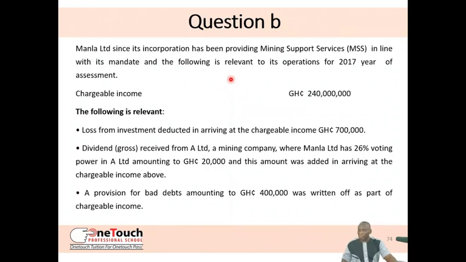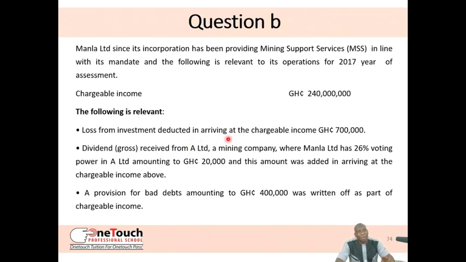Manla Limited, since its incorporation, has been providing mining support services in line with its mandate. And the following is relevant to its operations for the 2017 year of assessment. Chargeable income, 240 million. The following is relevant: loss from investment deducted in arriving at the chargeable income, 700,000. Remember, they provide mining support services.